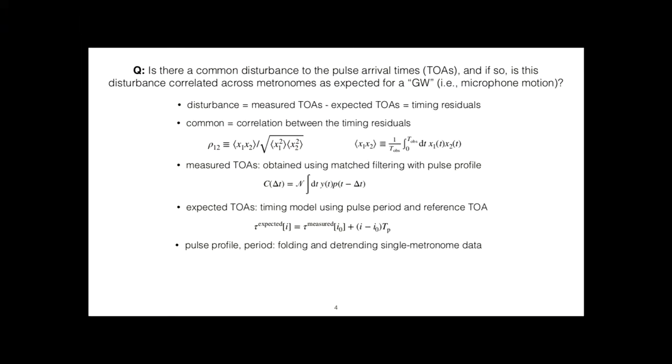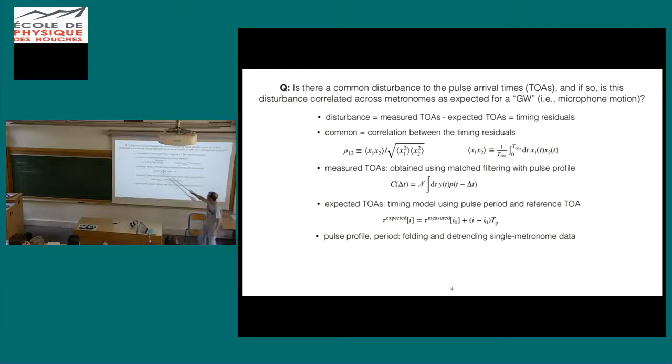Now, to calculate the measured TOAs, we have to do matched filtering. To do matched filtering, we need a pulse profile. We also need a period for the expected arrival time, so we have to get those. We get those by folding and detrending single metronome data. So there's going to be 2 parts to this demonstration. One, when I have the metronomes just running individually, and then the second part will be when I've got 2 metronomes going at the same time and I'm actually moving the microphone.